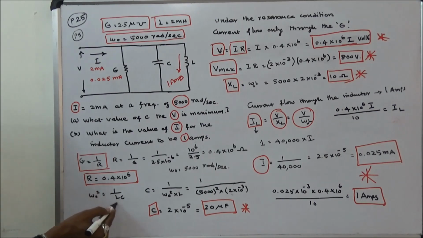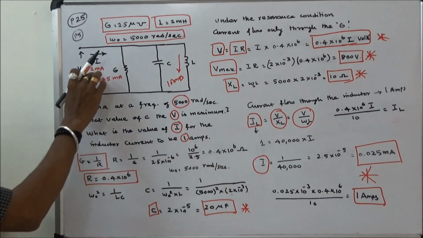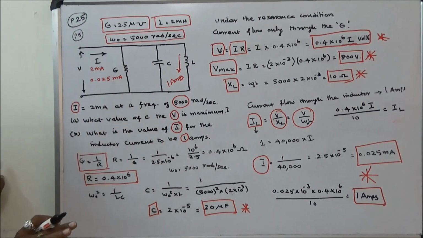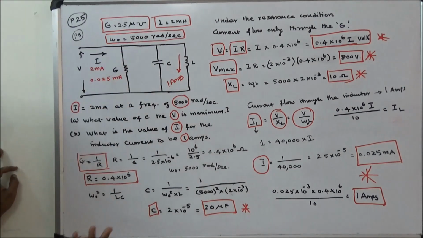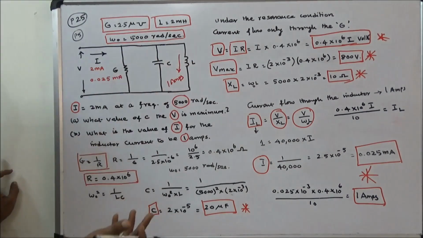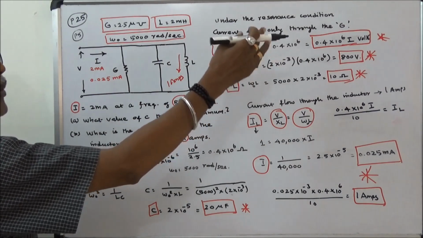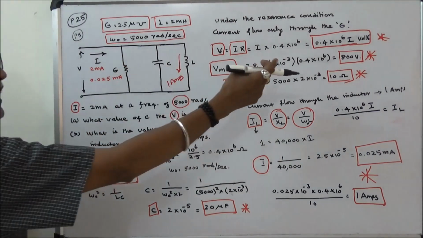Omega naught squared is equal to 1 by LC, so C is equal to 1 by L into omega naught squared. Now I can calculate C is equal to 20 microfarads. At a frequency of 5000 radians per second, the supply current is 2 milliamps. Under the resonant condition, V is equal to I into R, or V is equal to I by G, that is 0.4 into 10^6 into I volts. When I is equal to 2 milliamps, we get the maximum voltage. Maximum voltage is 800 volts.